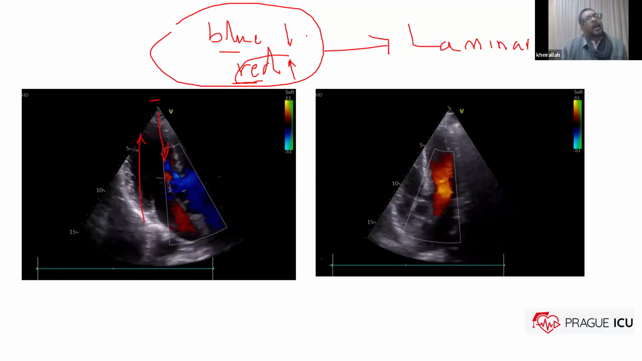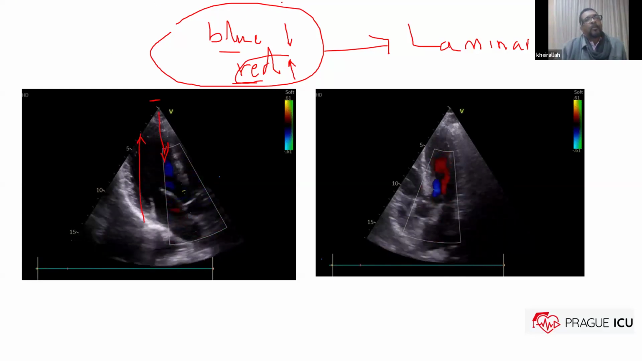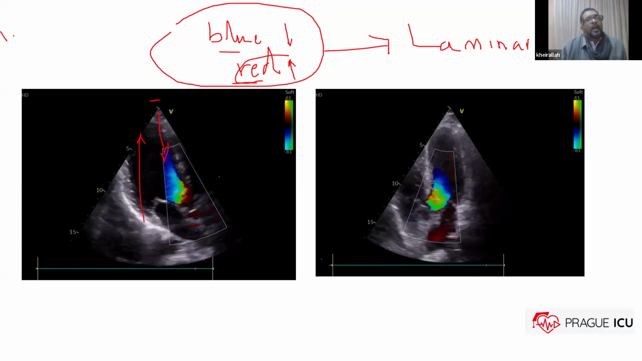Okay, what is the abnormal flow? Abnormal flow is going to be a mosaic.